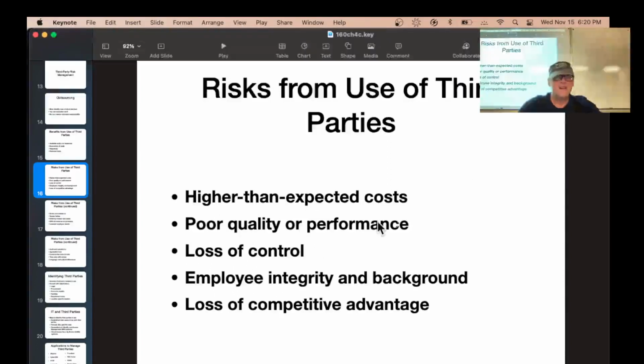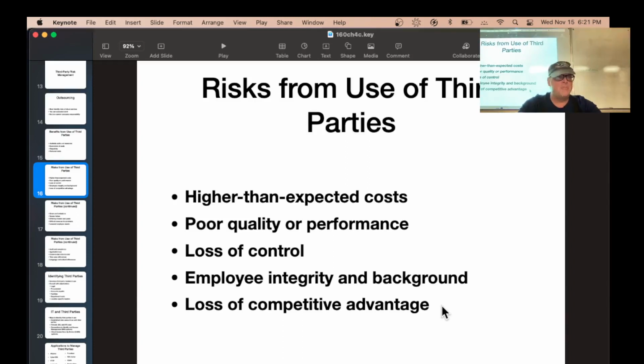Anyway, if you use third parties, it might cost more than you think. That's an issue. You might get poor quality performance. And the main thing, of course, is loss of control. And now you don't really know about their employees. Maybe they're not screening their employees, giving them background checks and all that. And you may perhaps lose a competitive advantage. Everybody else can do the same thing, so you're going to be conforming to a vanilla thing, instead of maybe, if you did it yourself, you could have some revolutionary new improvement.